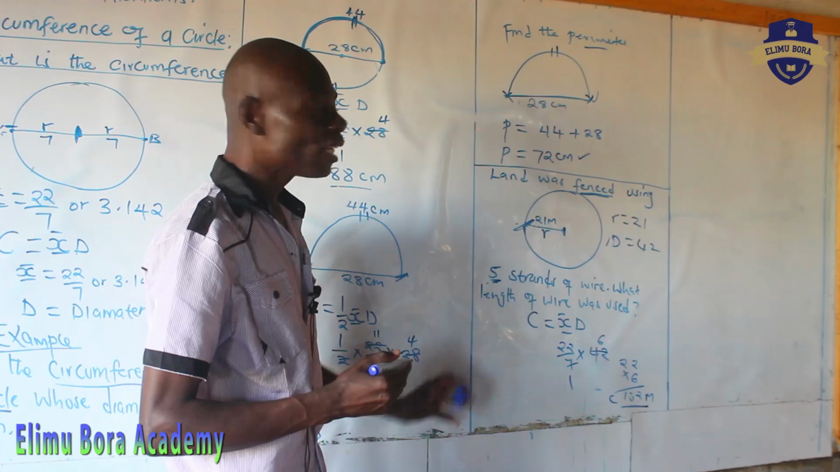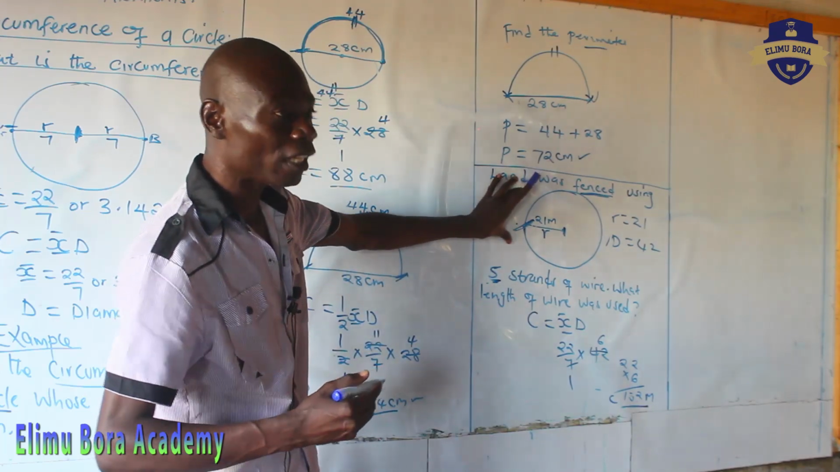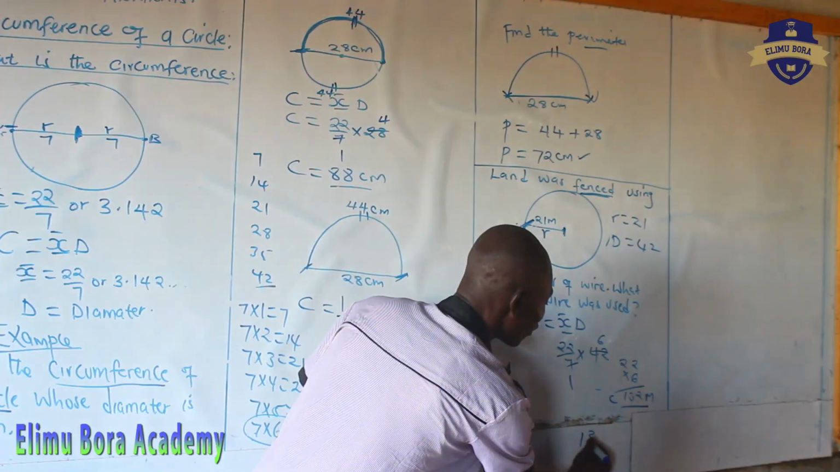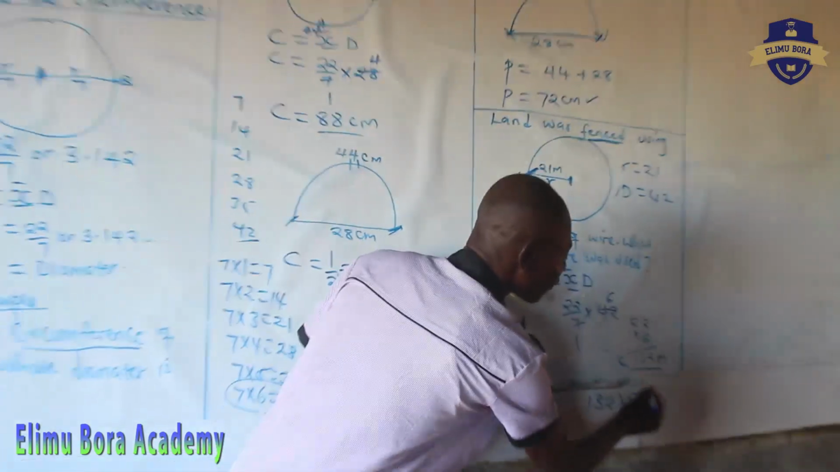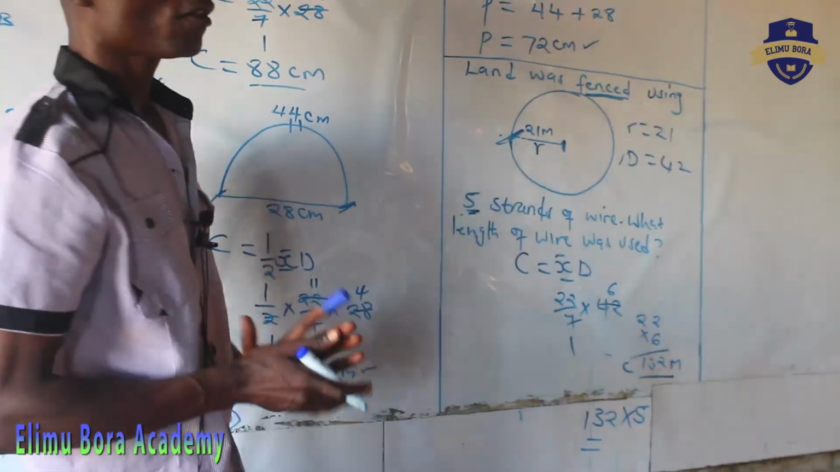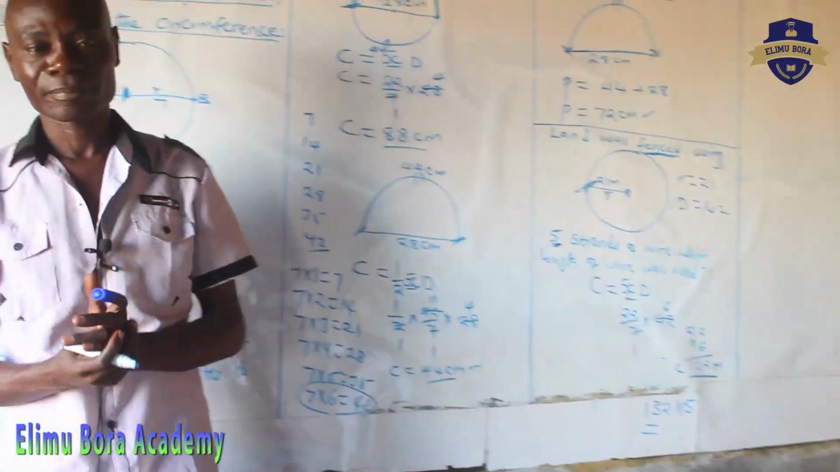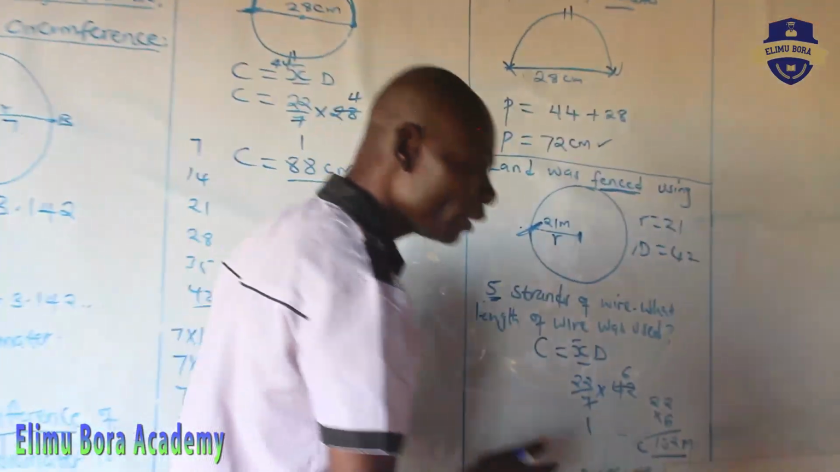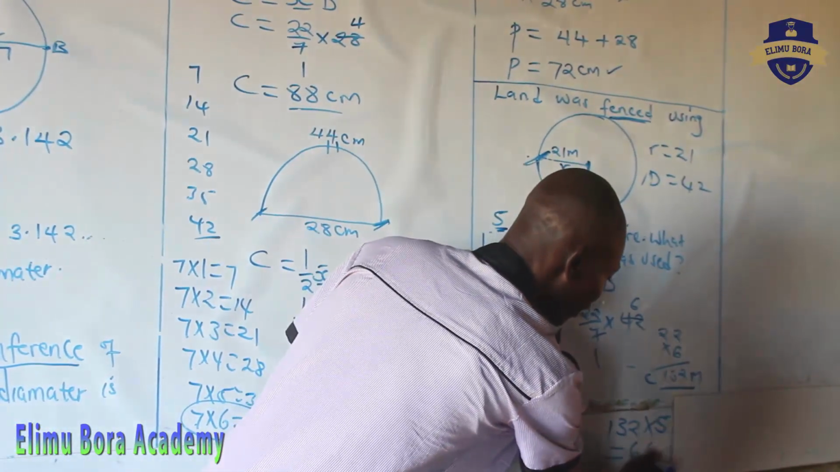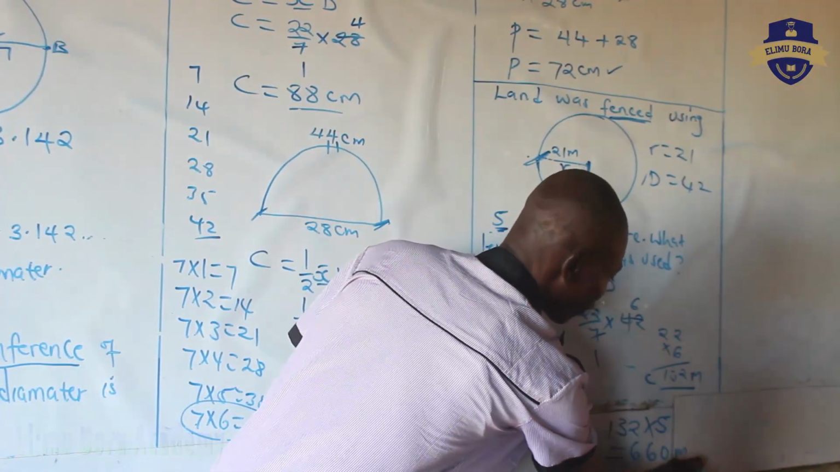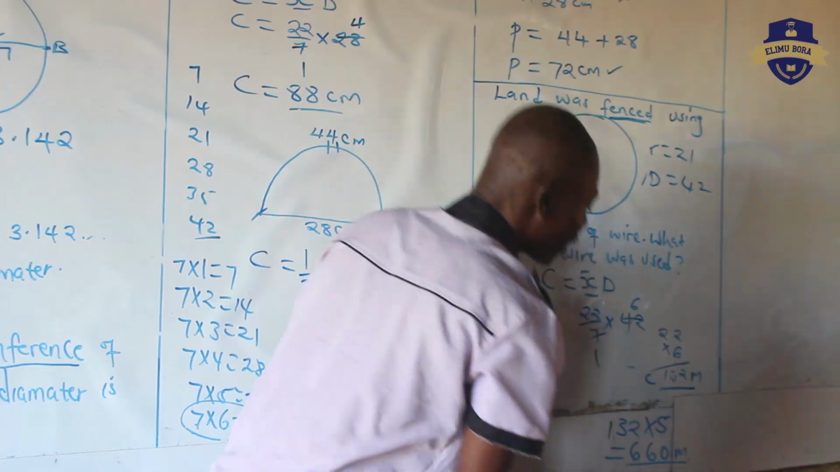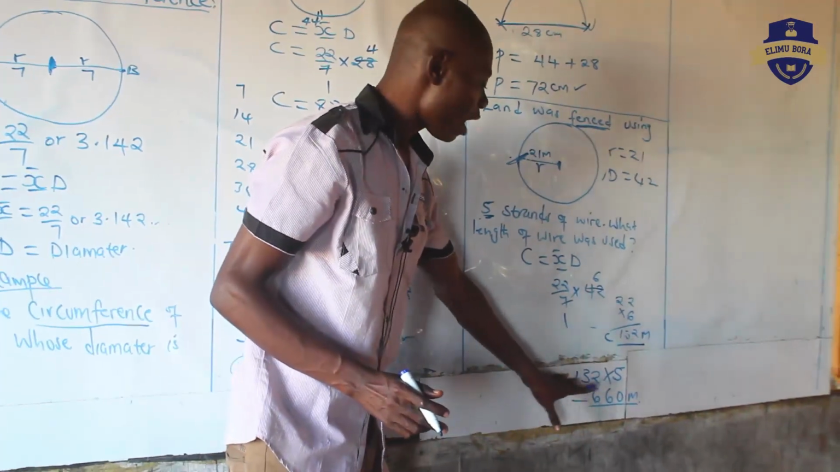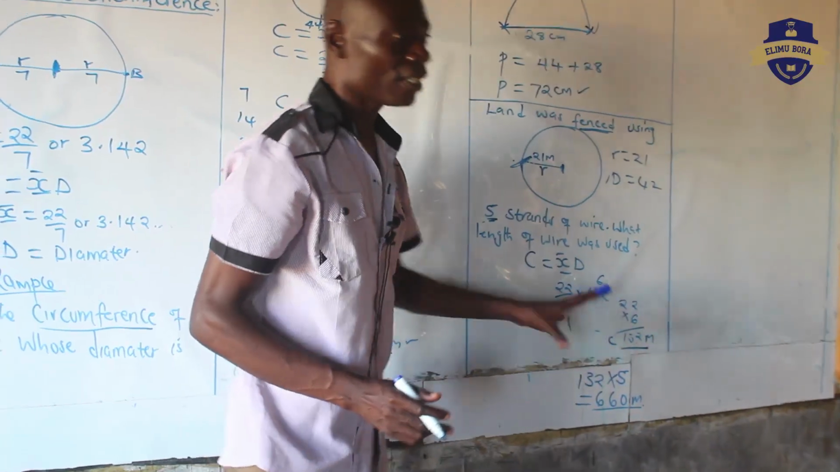So automatically the length they use to fence this particular field will be the circumference answer, which is 132 multiplied by 5. So 132 times 5 is 660, isn't it? Meters. Yes, always check on the measurements, meters. Automatically, that will be our final result.